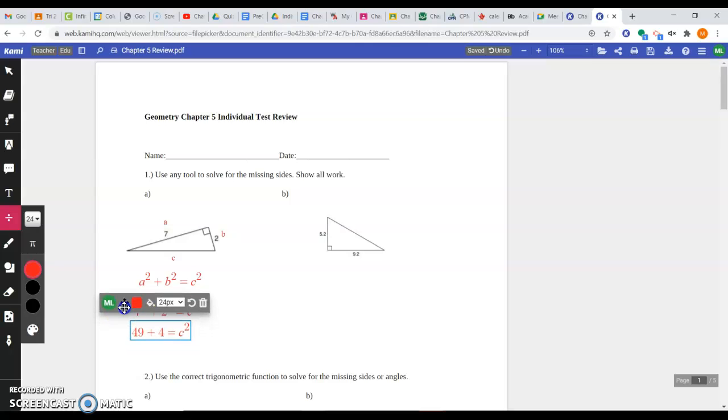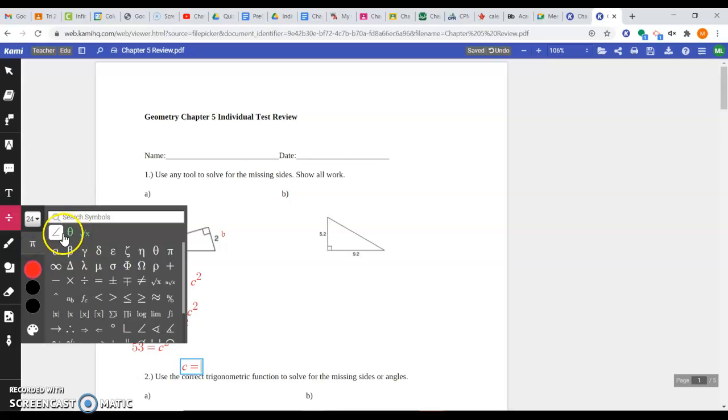Only a couple more steps to go now. Let's add these two together. 49 plus 4, that's 53, equals c squared. Now to get c just to be c instead of c squared, we need to square root both sides, and so what you end up getting here is c equals, and the way I'm going to write it is with the square root of 53.